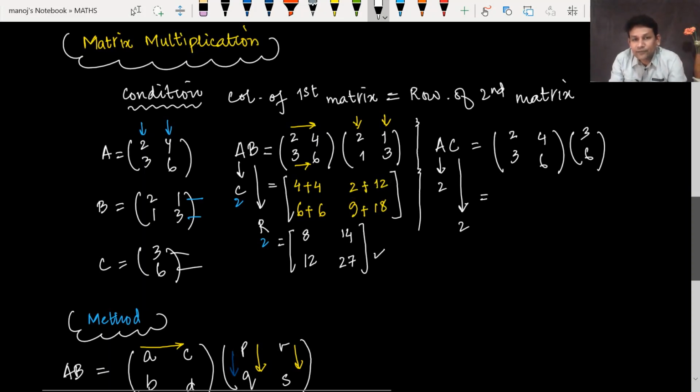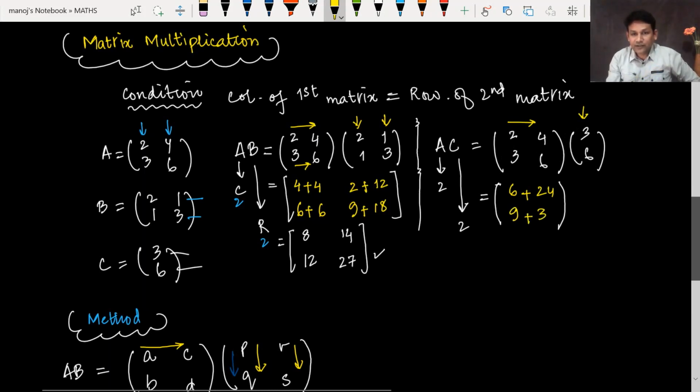For example, here the columns of the first matrix, there are 2 columns and 2 rows, so we have to do multiplication and we can multiply. So what's the method? First row with first column. I have to do it first. 2 multiplied by 3 is 6 plus 4 multiplied by 6, 24. 3 multiplied by 3 is, okay, first row, first column done. Do we have any other column? No. Then we have to move to the second row. Now 3 multiplied by 3 is 9 and 6 by 6 is 36.